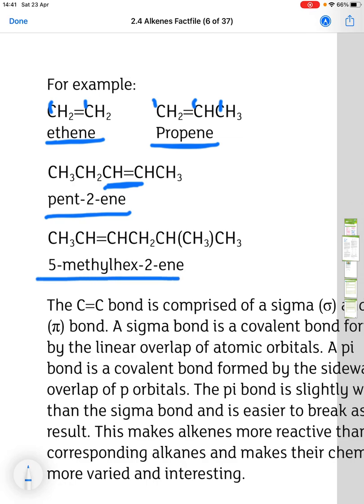And then we have 5-methylhex-2-ene. So if we count the chain here, 1, 2, 3, 4, 5, 6, so it's 6 carbons long. And then we have the methyl group on this one, which would be the 5th. We're counting from this end because that gives us the smallest number where the double bond is, and the methyl group then is attached to the 5th carbon here.